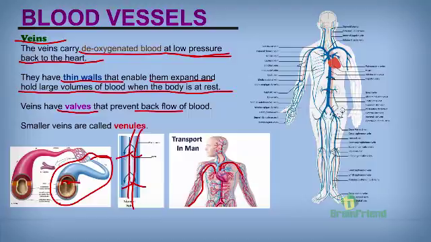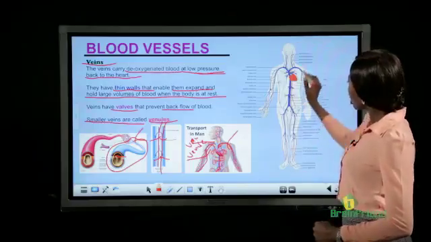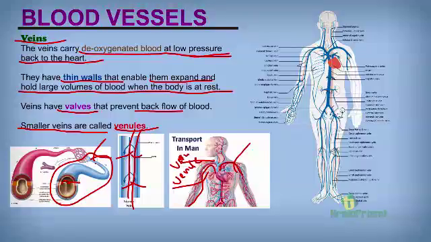Like we saw in arteries, smaller veins are called venules. This is a smaller vein, it is a venule. If you look closely, this is a big vein. The smaller ones are called venules. This is a vein, then this is a venule, like we saw in arteries. If you look at this diagram, all of these are veins. The arteries have been removed. You can see all in blue, the vessels in blue are veins.